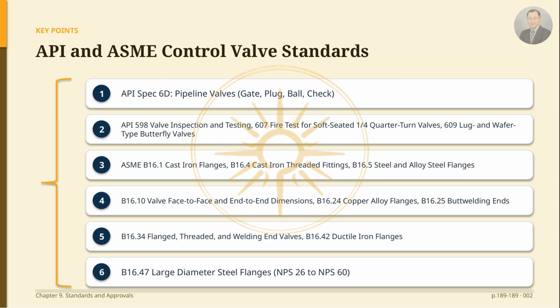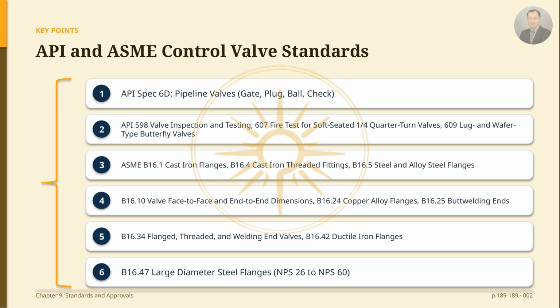From ASME, B16.1 covers cast iron pipe flanges. B16.4 covers gray iron threaded fittings. And B16.5 covers pipe flanges for steel and nickel-based alloys. B16.10 deals with face-to-face and end-to-end dimensions of valves, though dimensions for most control valves refer to ISA standards.